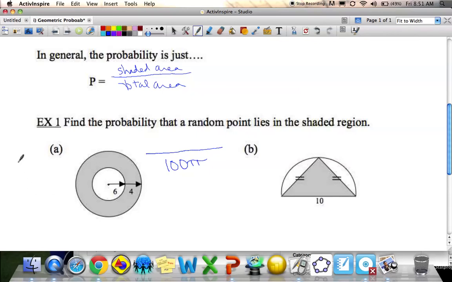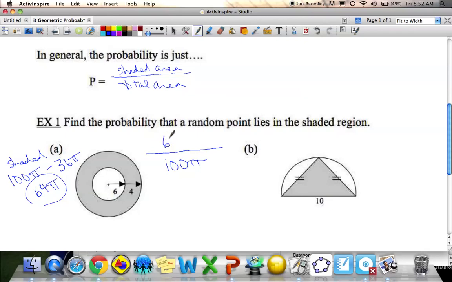The shaded area would be the entire circle area minus the white part. Well, the white part is pi r squared also, which is 6 squared, which is 36 pi. 100 minus 36 is 64 pi. Now we can combine 100 pi and subtract 36 pi because they are like terms. So the shaded area is 64 pi.